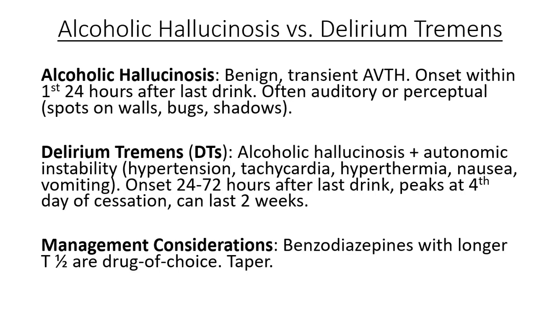Delirium tremens, or DTs, on the other hand, is alcoholic hallucinosis plus autonomic instability. And by that, I mean the addition of hypertension, tachycardia, hyperthermia, nausea, and vomiting. The onset here is typically 24 to 72 hours after the last drink. The peak is around the 4th day of cessation and can last up to 2 weeks. As opposed to alcoholic hallucinosis, delirium tremens is a medical emergency. Benzodiazepines with a longer half-life are the drug of choice.